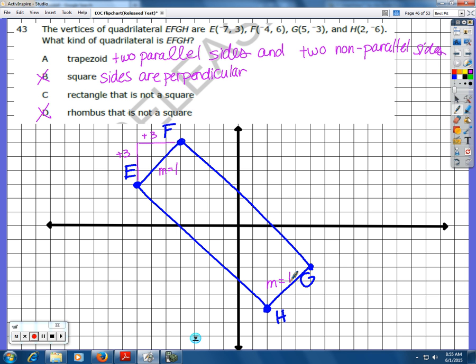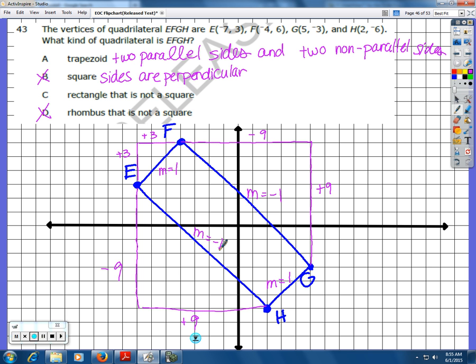Okay. All right, so looking at my other sides, I'm going to go up 1, 2, 3, 4, 5, 6, 7, 8, 9. And then to the left, 1, 2, 3, 4, 5, 6, 7, 8, 9. All right, so that means that my slope would be 9 over negative 9, which is going to be negative 1. All right, and same thing for this one. Up 9, and then over 9. So that would also be negative 1.